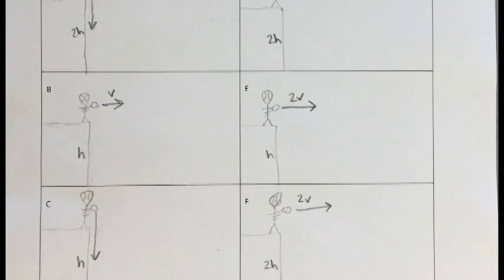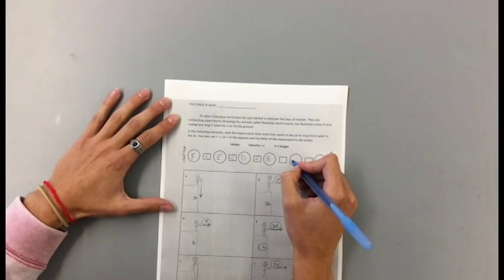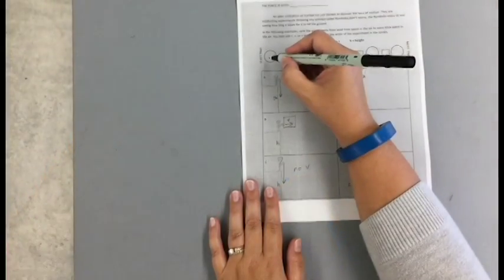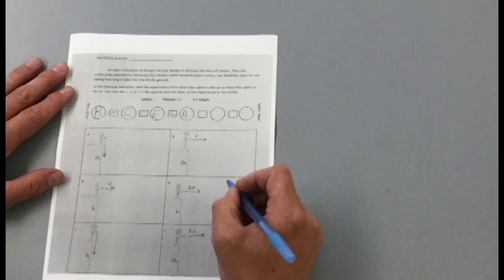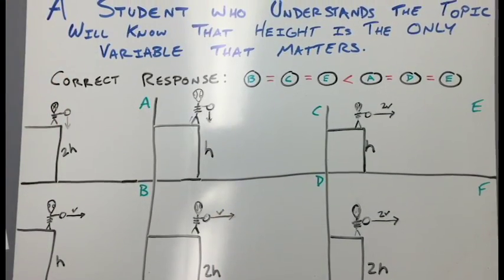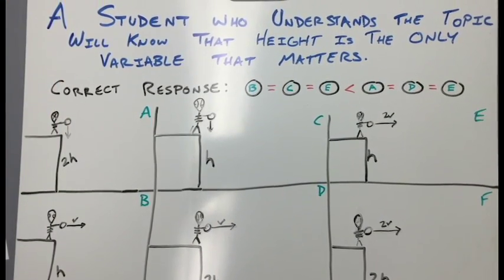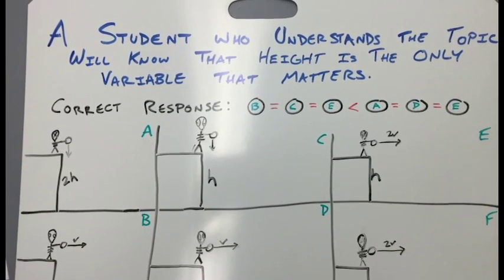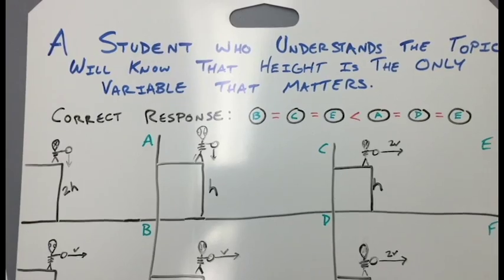They've been asked to rank time in flight for 6 different scenarios with varying heights and velocities. Students who understand the independence of horizontal and vertical motion will correctly rank the scenarios based on drop height, independent of horizontal velocity. Students with misconceptions are likely to make one of the following 2 errors.